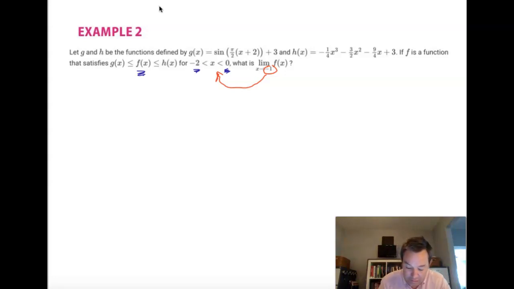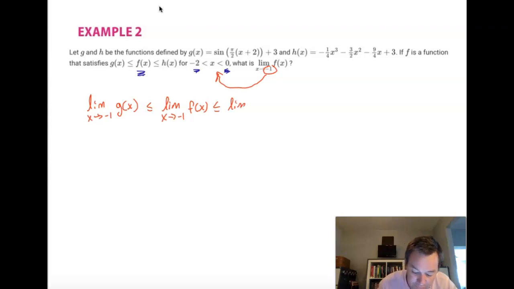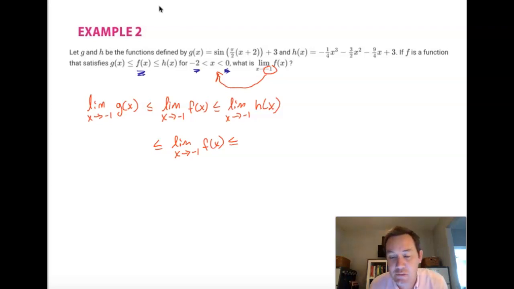So what I want to do then is look at, well, what's the limit as x approaches negative 1 of g? It has to be less than or equal to the limit as x approaches negative 1 of f, which must be less than or equal to the limit as x approaches negative 1 of h. Now I'm going to leave the one in the middle alone because that's what I'm trying to figure out. What I'm hoping is that the values on the outside are the same, because then I can just apply the Squeeze theorem and I will know what that middle limit is. So let's start with g.